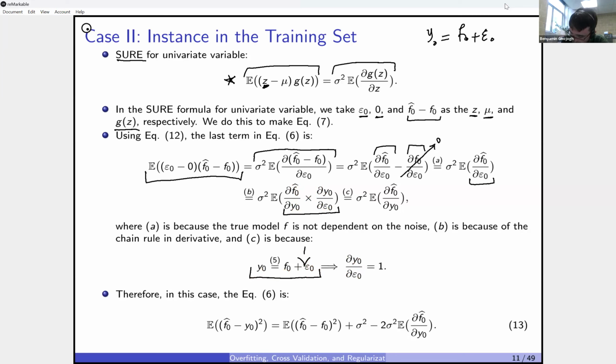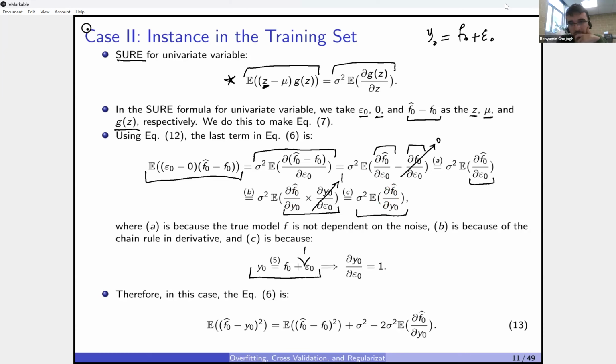So this term is 1. Therefore, it is simplified to this: sigma squared expectation of derivative of f0 hat with respect to y0.